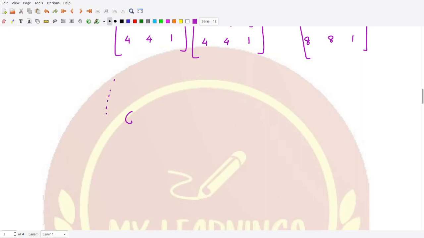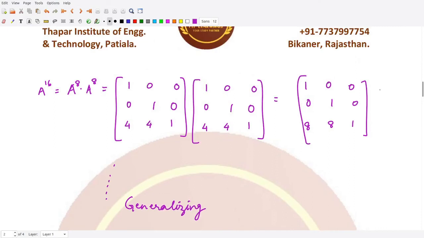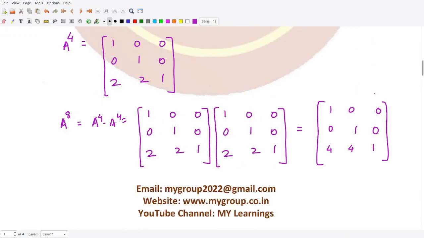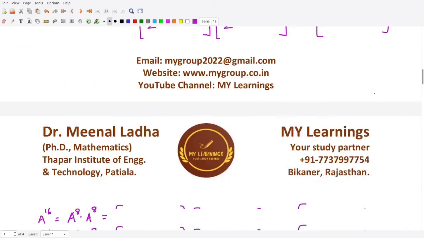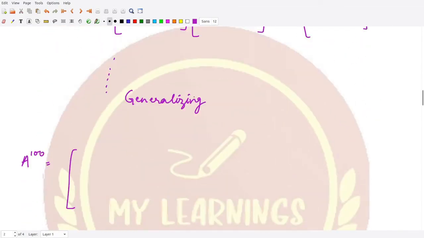So when we are generalizing, we want to write down A to the power 100, and basically it would be available when you write A50 multiplied with A50. So what kind of matrix would you obtain from here? From this we see the trend that row 1 and row 2 in all the cases are going to be the same, and they are the same as the given original matrix. So it is 1 0 0 and 0 1 0. The only thing that is changing is the last, third row.